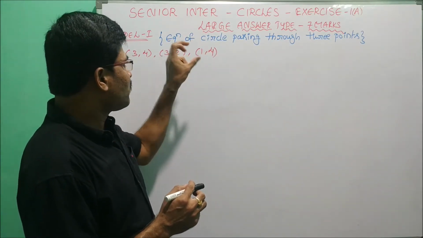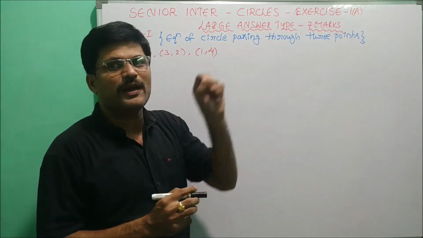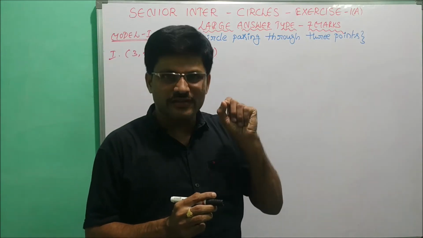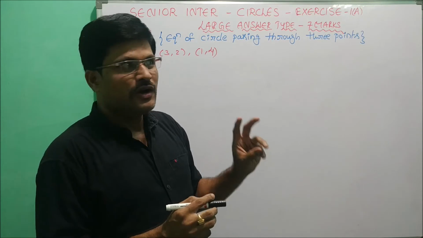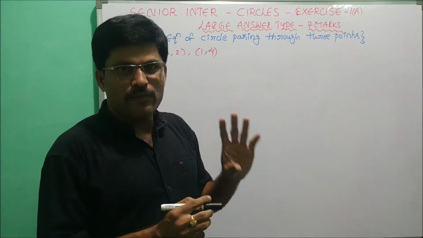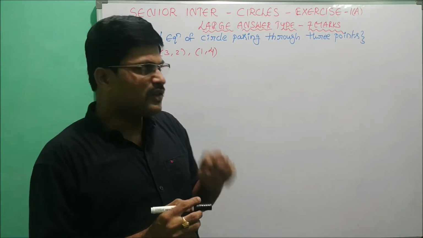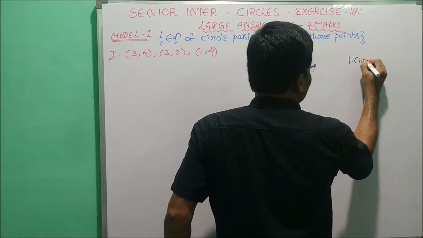Here the type of questions, the first model is equation of a circle passing through 3 points. Given 3 points, find the equation of the circle. To solve this type of problem, there are 4 methods in our textbook. The first method is the circumcenter method.